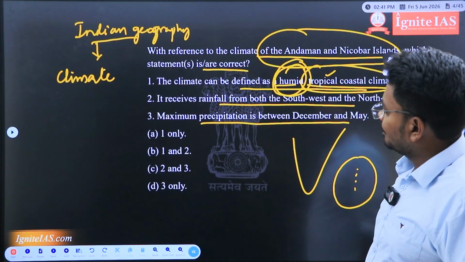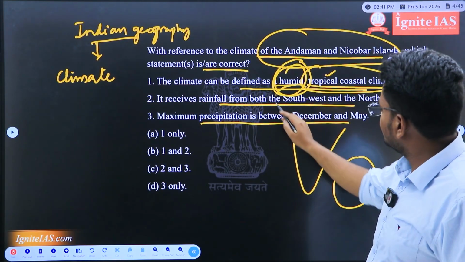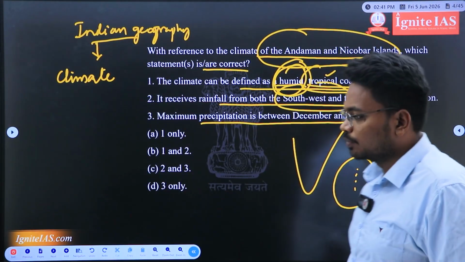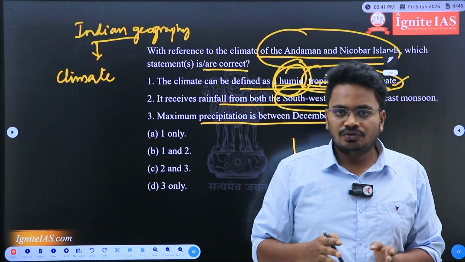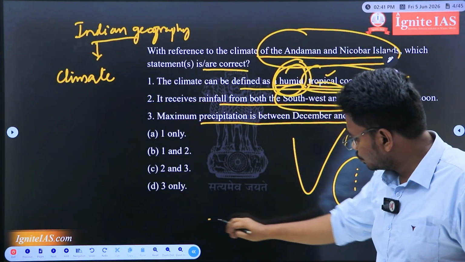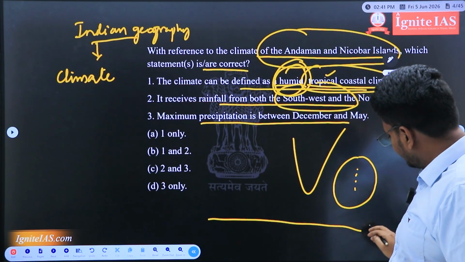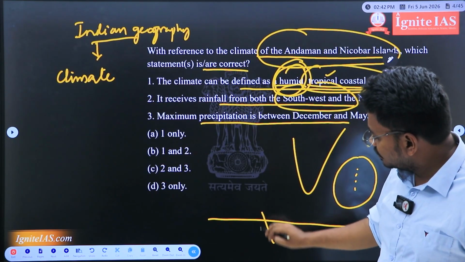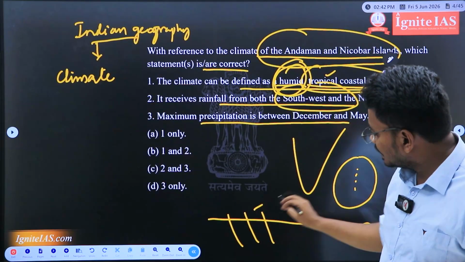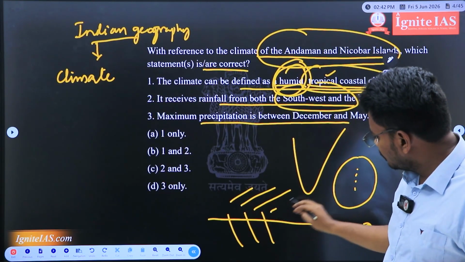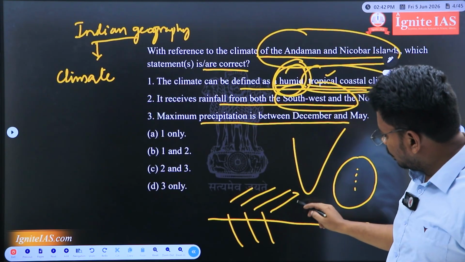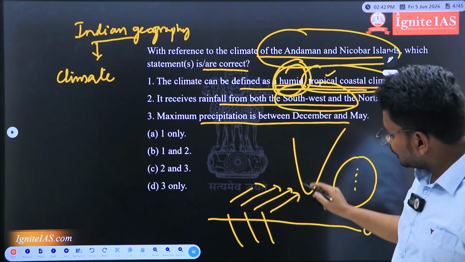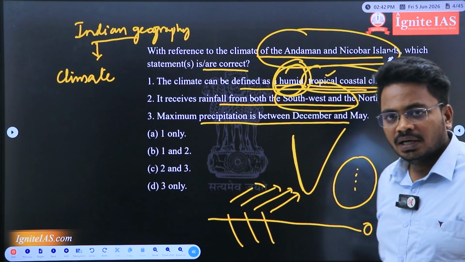Second statement, it receives rainfall from both the southwest monsoon and the northeast monsoon. Now, what is meant by southwest monsoon? We all know that during the month of June, this monsoon crosses the equator and enters the northern hemisphere. Once these winds enter the northern hemisphere, they take a right turn. Deflection happens towards the right, and all the monsoon winds hit the western coast of India.